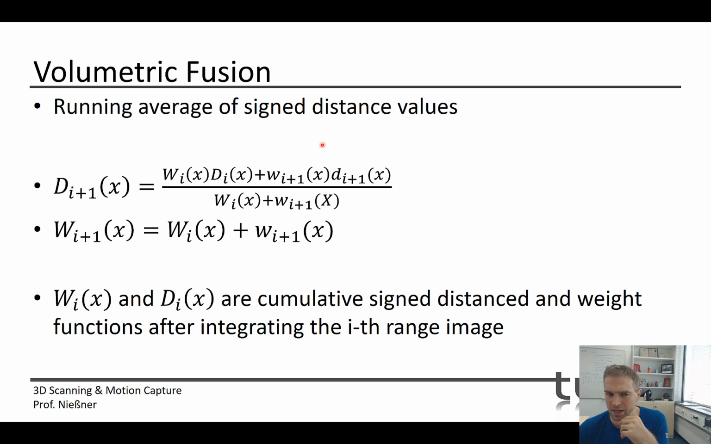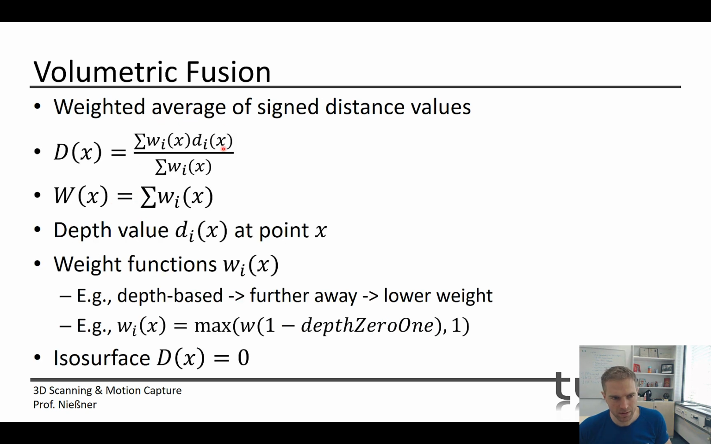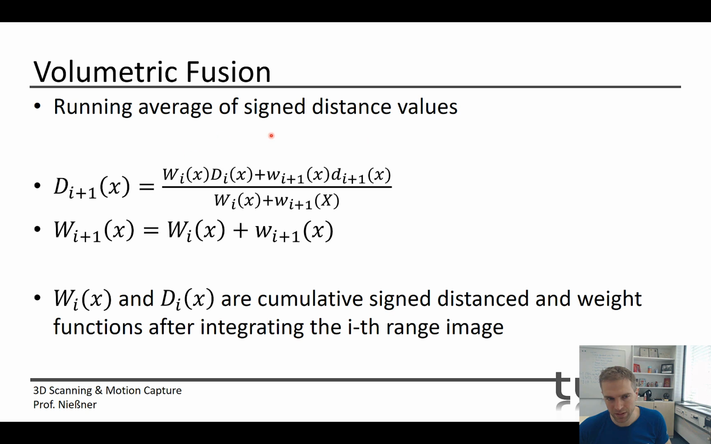So this is just a running average. This here is the same thing as this, except this is computed incrementally. So, right, you're adding depth map by depth map, and you're doing integration depth frame by depth frame. Okay, so the W_i and the D_i are the cumulative signed distance and weight functions after integrating the ith depth image, right?